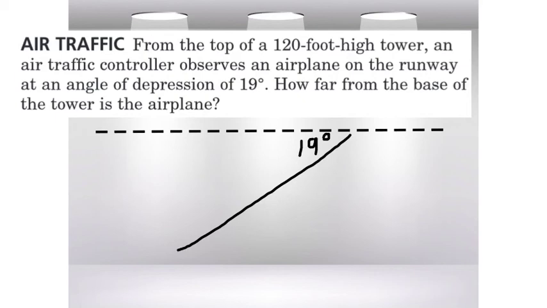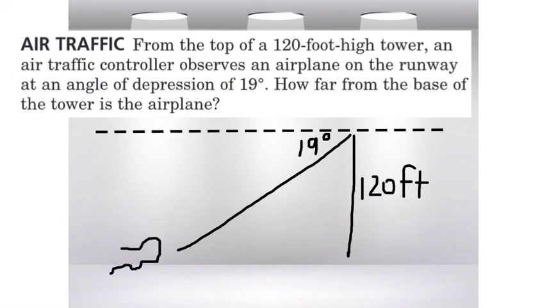We also know from the top of a 120-foot tall tower. So here's what else we know: 120 feet tall. An air traffic controller observed an airplane on the runway. So here's a little airplane down here. How far from the base of the tower is the airplane? So in other words, I want to know this distance right in here. We don't know it, so we can use a ratio.